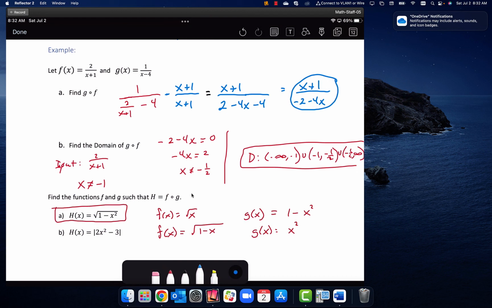Same thing with the next one with b. There's a couple different ways to do this. You can think of this as the input function being everything inside the bars, and then that would make f just the absolute value of x. So now when you plug in g to the f function, you get the absolute value of 2x squared minus 3, which is h.